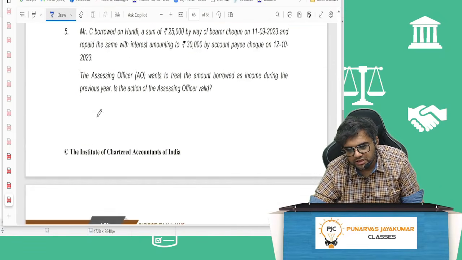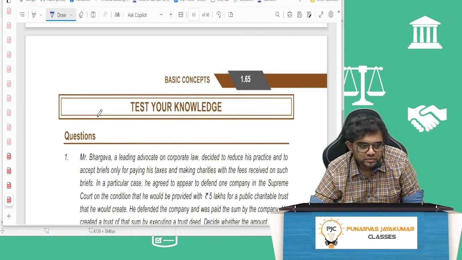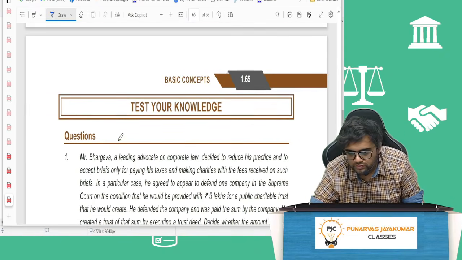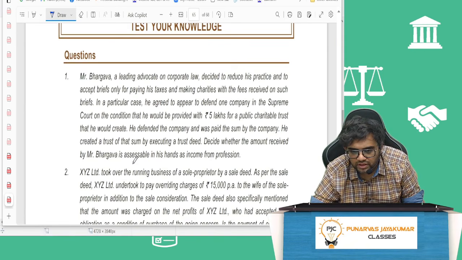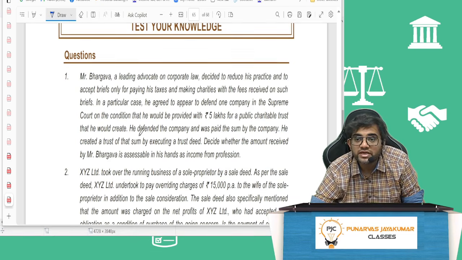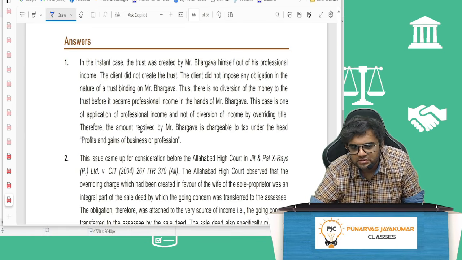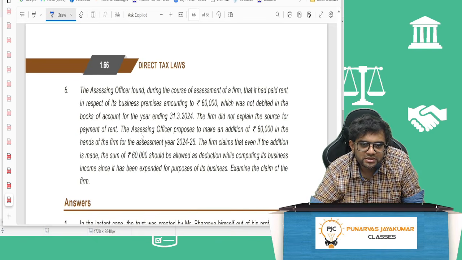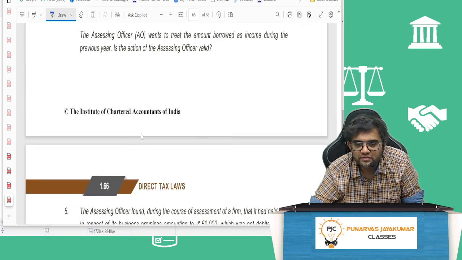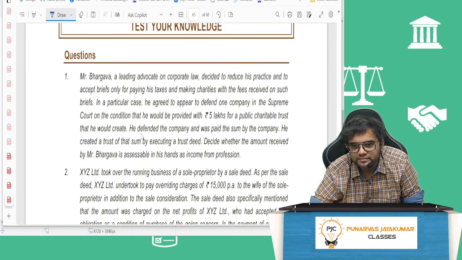Then here, these questions are based on diversion and application of income. So you can go through this. First one: Mr. Bhargava, leading advocate on corporate law, decides to reduce his practice to accept briefs only for paying his taxes and making charities. He agreed to appear for one company in the Supreme Court on the condition it will provide 5 lakhs for a public charitable trust that he would create. So he said, I will create that, you would transfer there. What do you think? That is not diversion of income as such. I am supposed to get it, and I am telling you to pay there instead. But it is for my professional work only, no? So this is application of income.